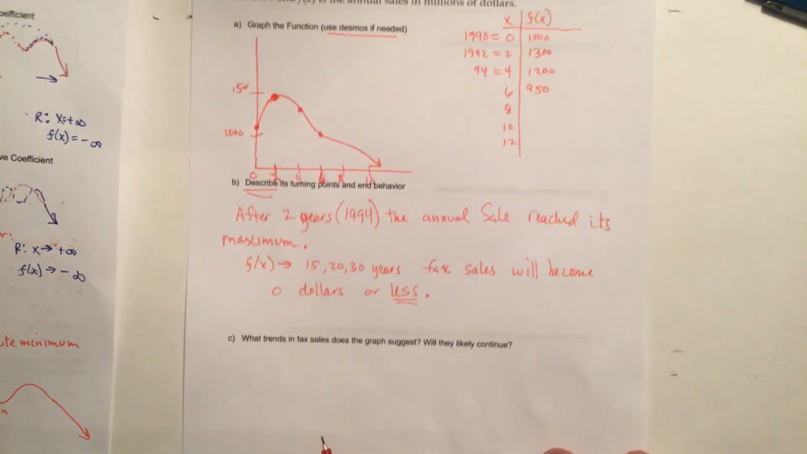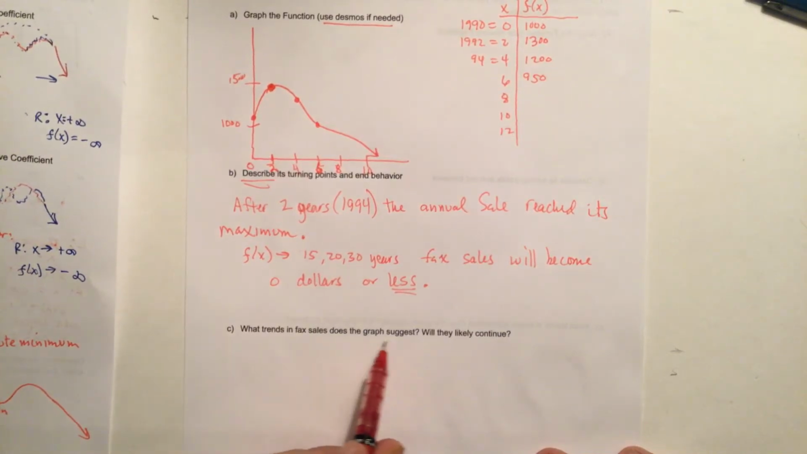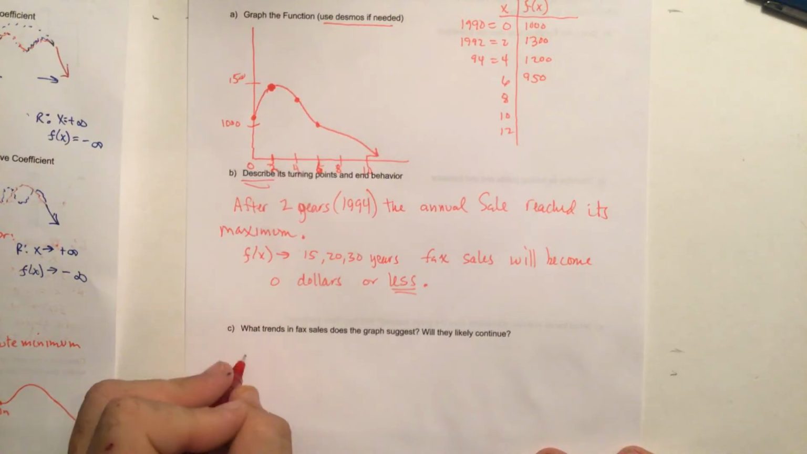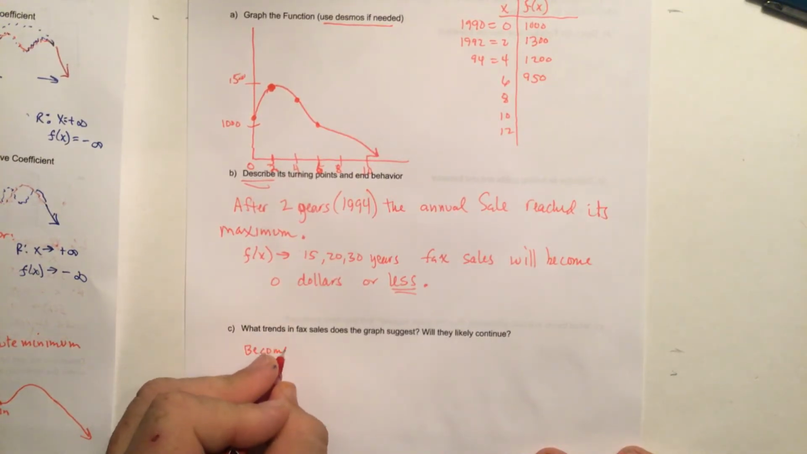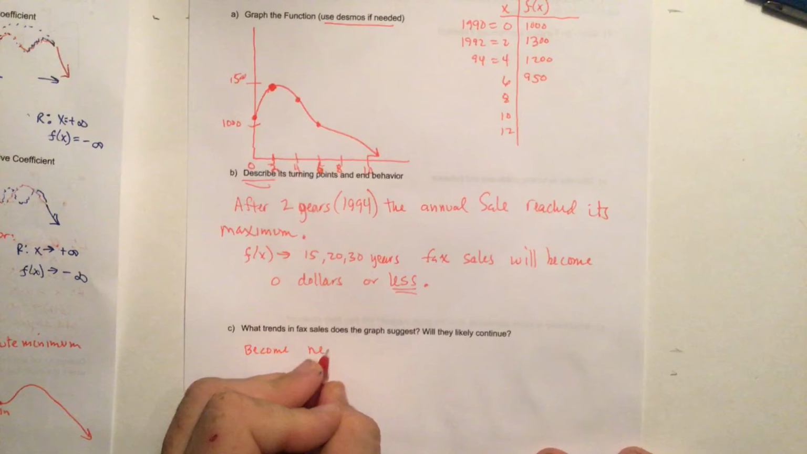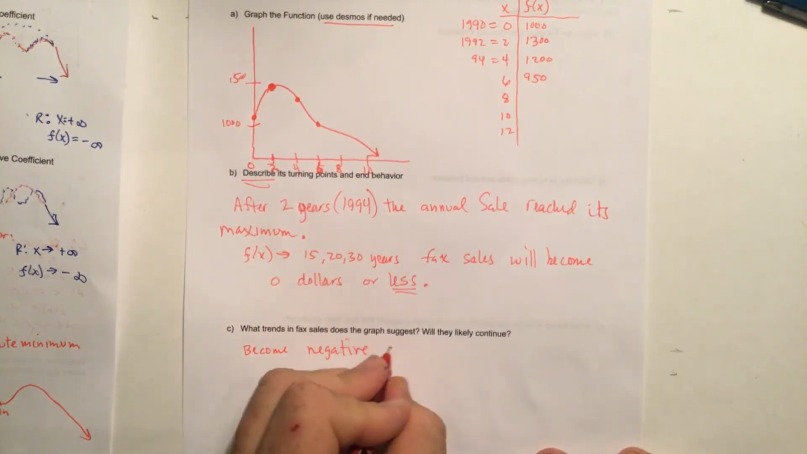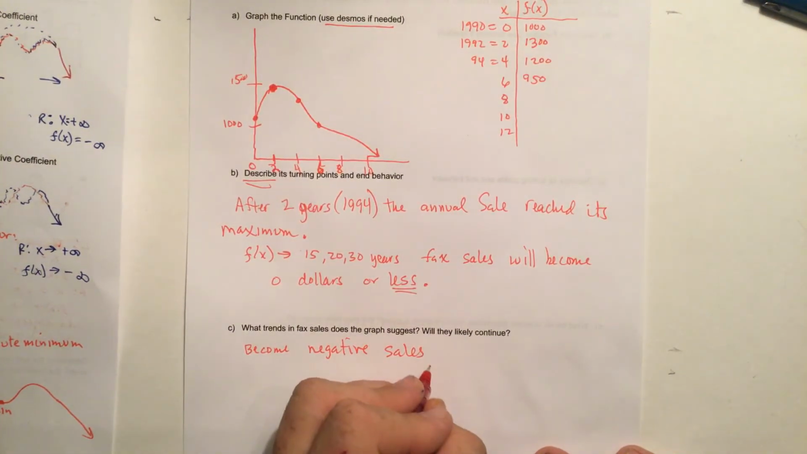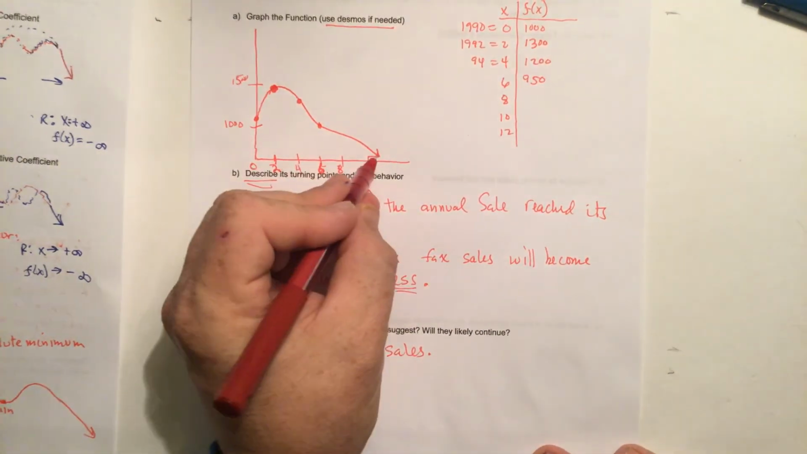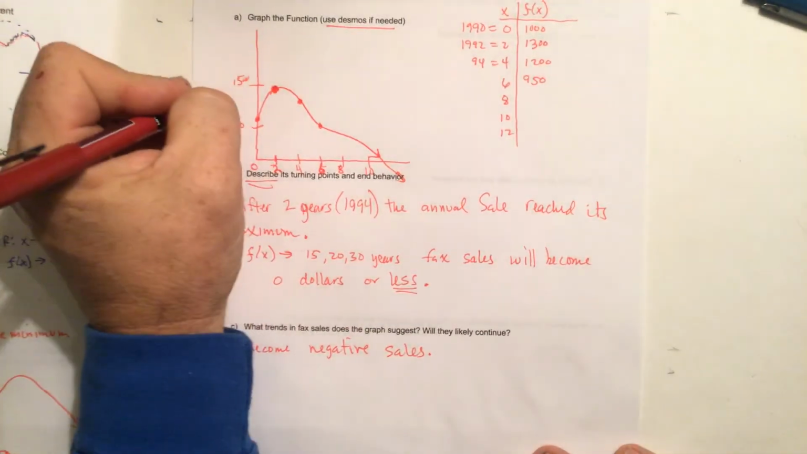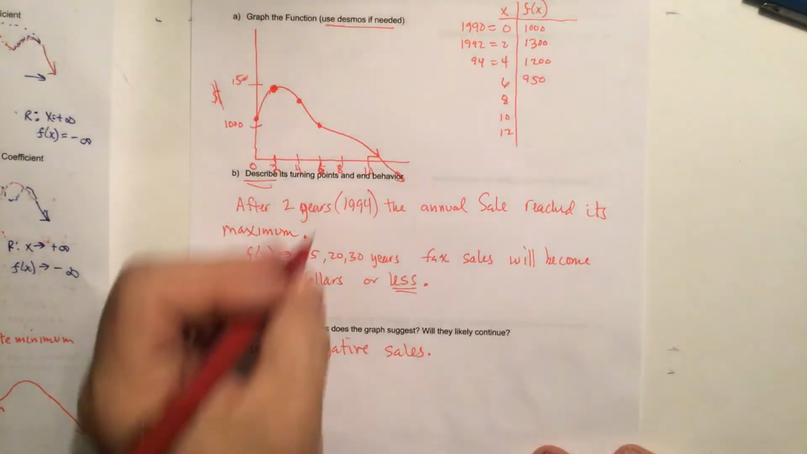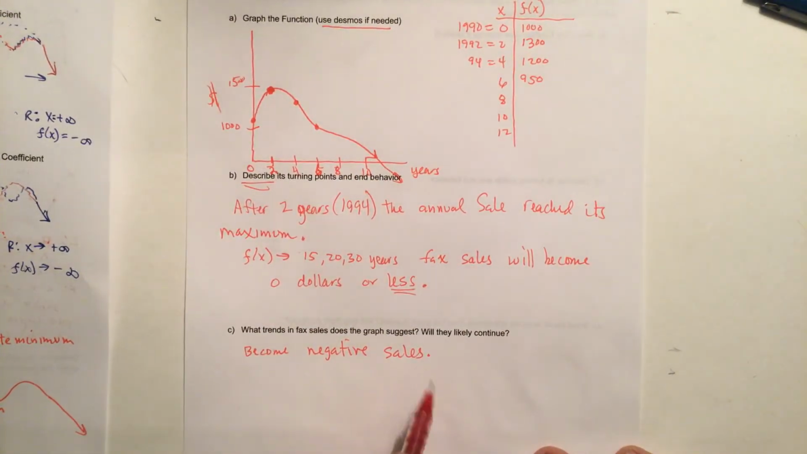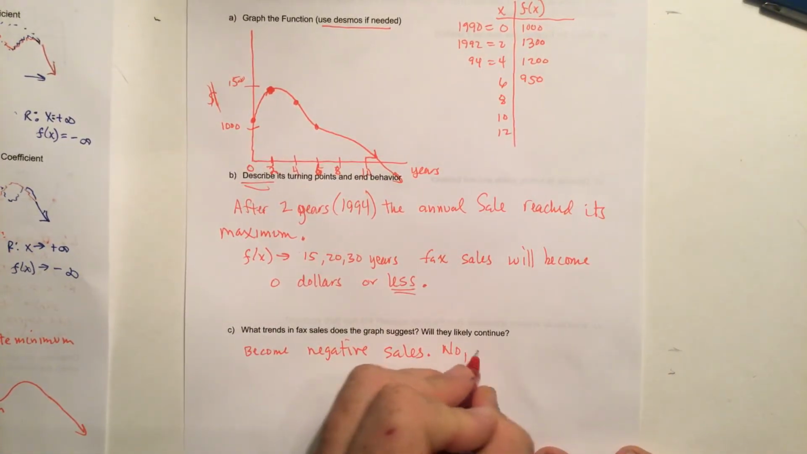That's not possible. So what trends in fax sales does the graph suggest? That it would become negative sales, which is impossible. Negative sales. That's what it suggests, because if it keeps going, it's going to go below 0, which doesn't make any sense because this is dollars. And this is going to be years on the x-axis. So if it becomes negative sales, will they likely continue? No, they will not.